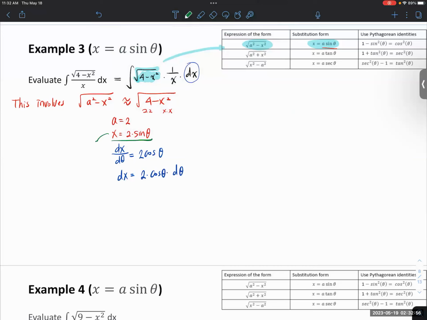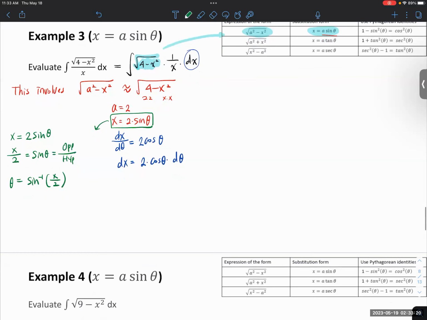Here, we already know x equals 2 times the sine theta. So x over 2 is going to be sine theta, which means SOHCAHTOA, opposite over hypotenuse. And then therefore, theta is going to be sine inverse x over 2. You can find out a lot of information from here. You can also find out the cosine theta and tangent theta.